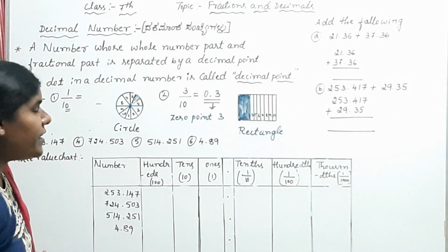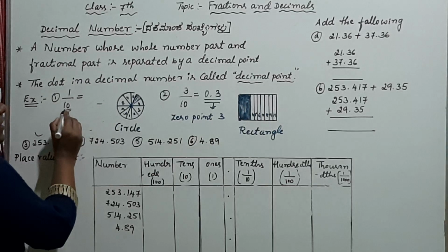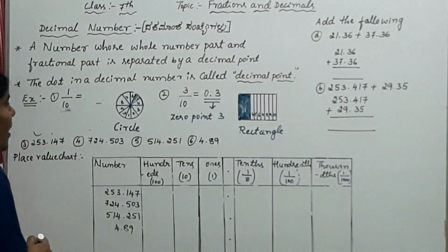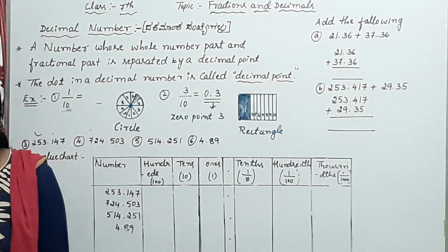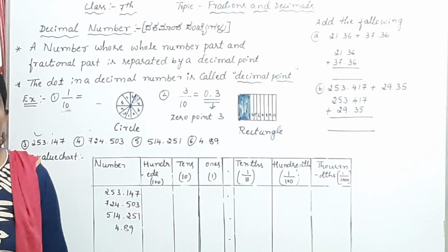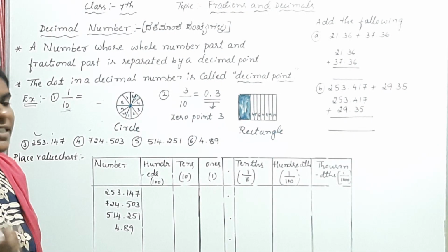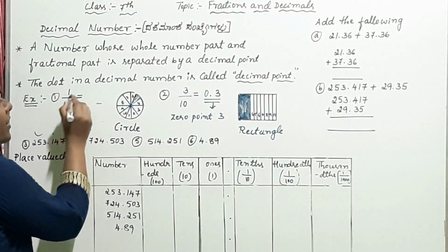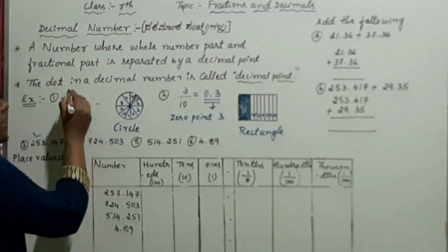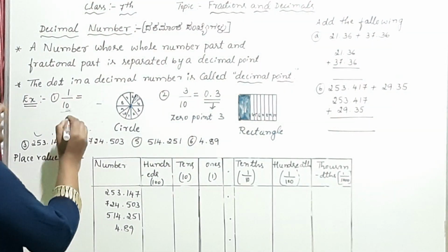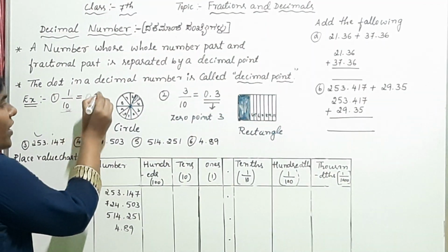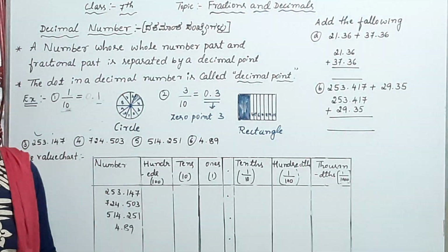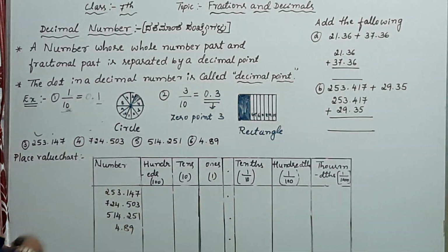How to convert it into decimal form? Consider the denominator's value: after the 1, how many zeros are there? One zero. This indicates that after the decimal point one number is present. Which number? Our numerator's value. So you write 0.1. This is an example of a decimal number.